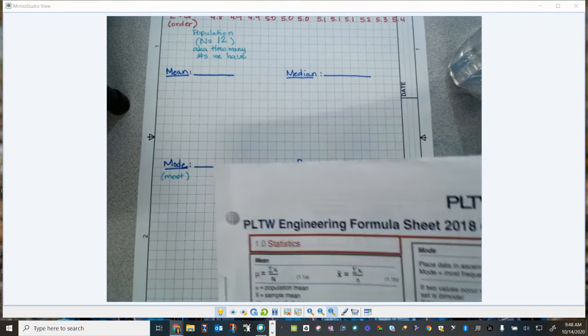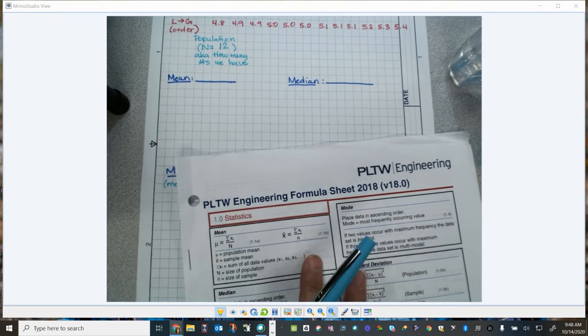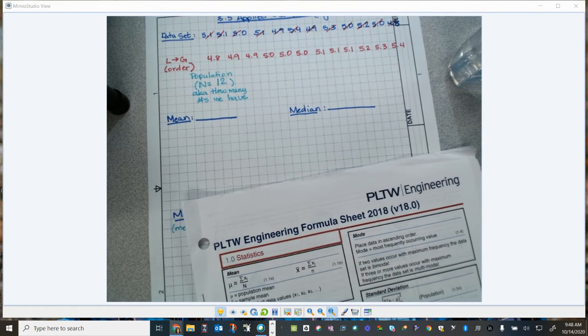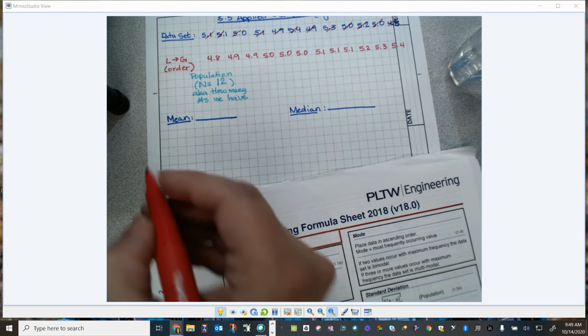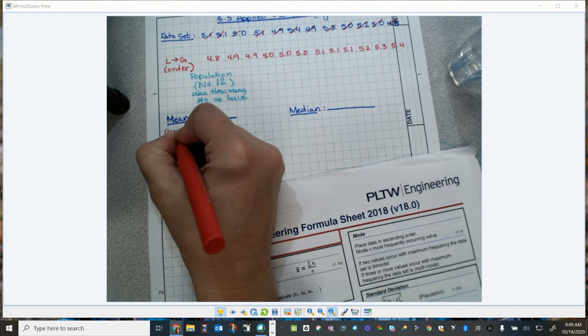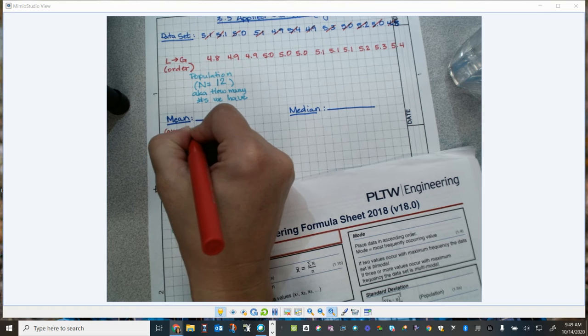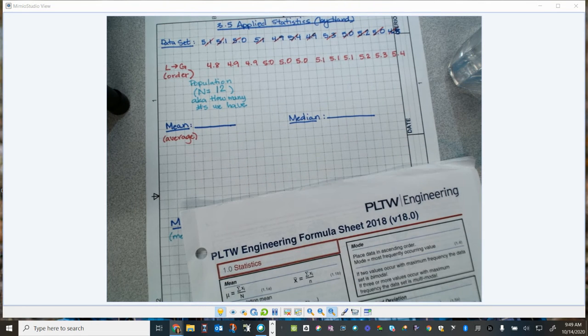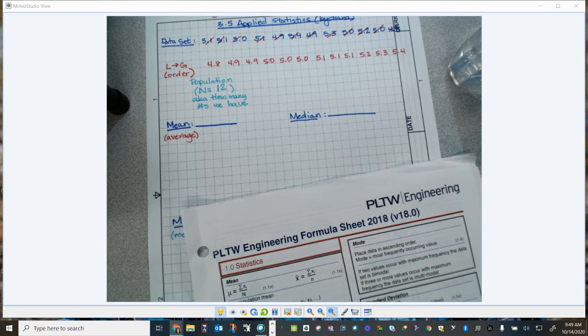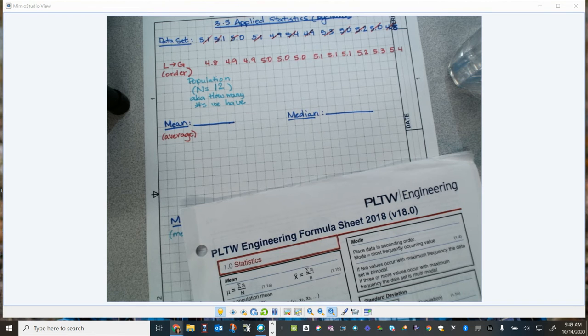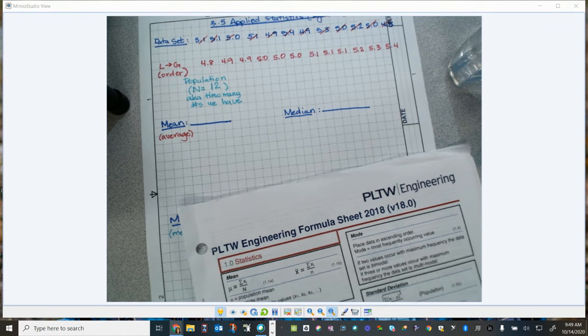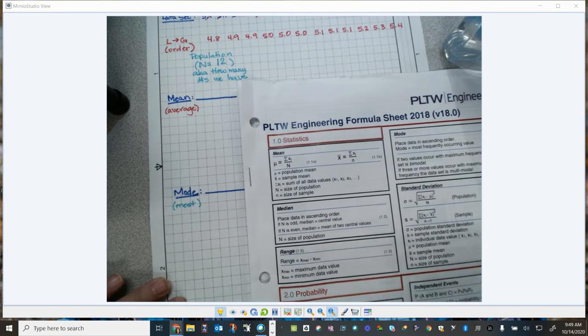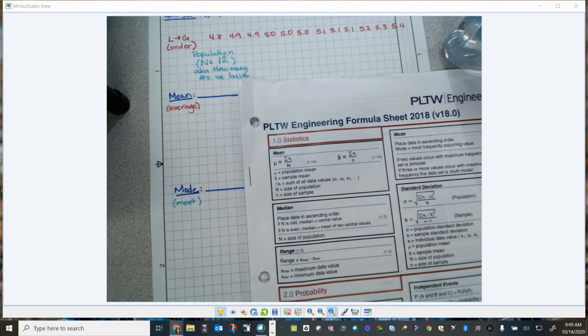All right, so the very first thing we want to do is we want to calculate the mean. The mean is what we call the average. And when you learned about the mean in middle school, you learned to add up all of the numbers and divide by how many numbers you have. Well, that's the case here. It's just that it looks a little different. So the formula that we have for mean in our engineering formula sheet is this crazy looking thing right here.